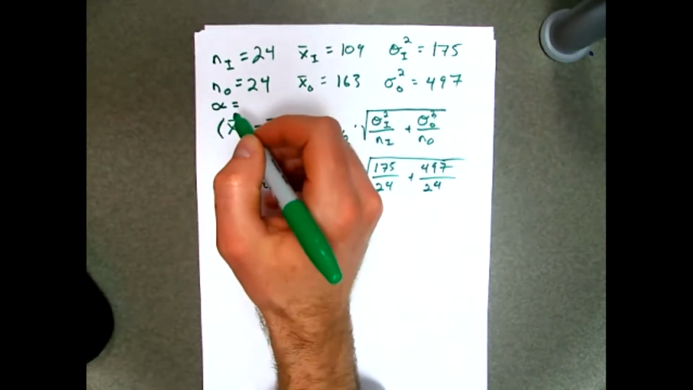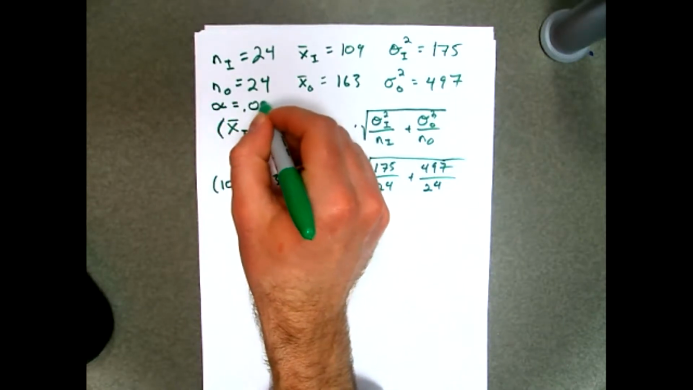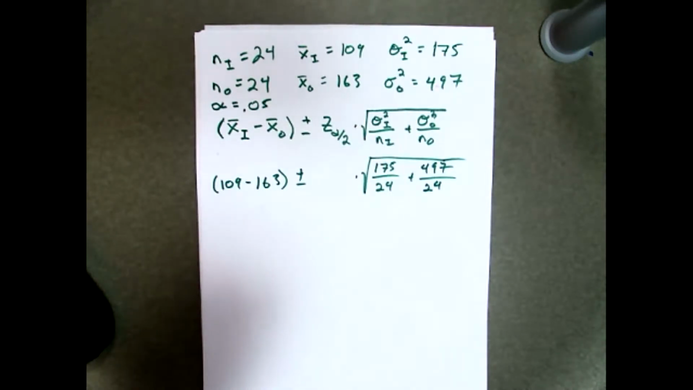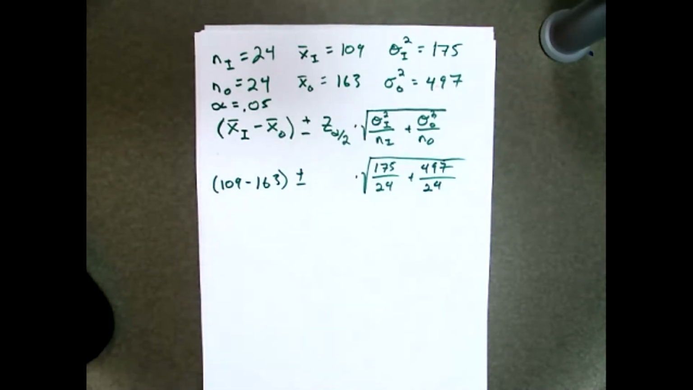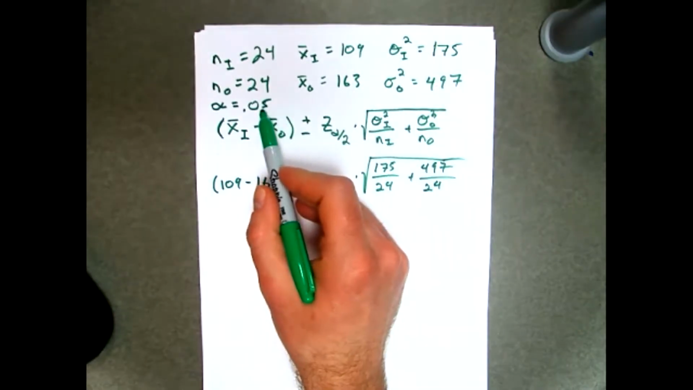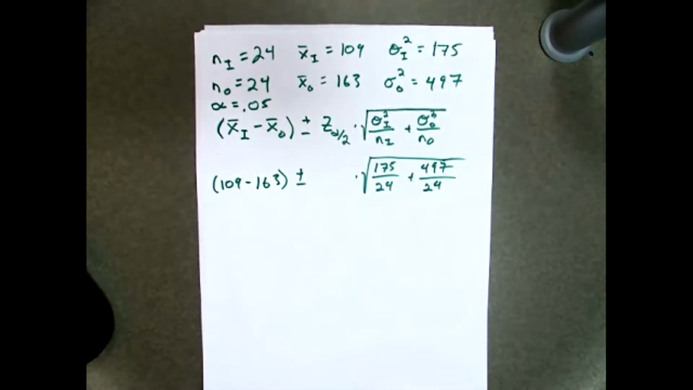95% confidence interval. Alpha is 0.05. Well, that's exactly what we had in the last problem. Anytime I'm building a 95% confidence interval using that standard normal distribution, I'm always going the same number of standard deviations away. So alpha divided by 2 would be 0.025. That's what we had in the last problem.